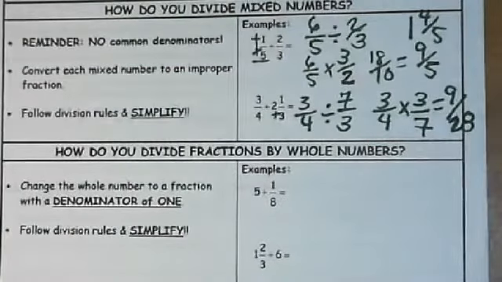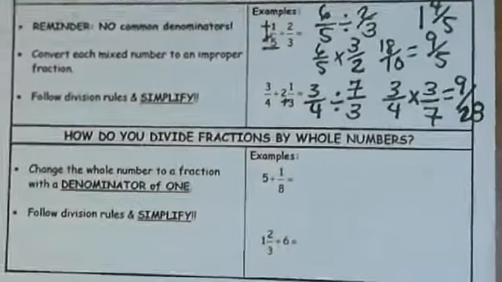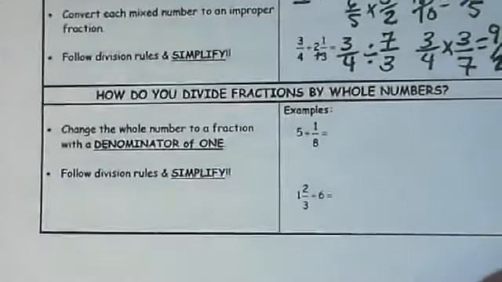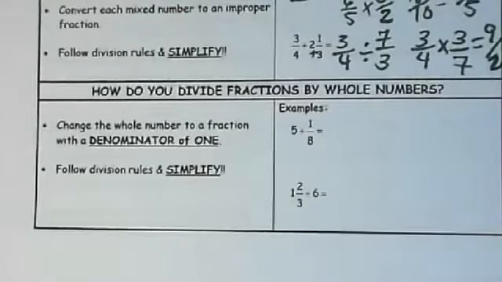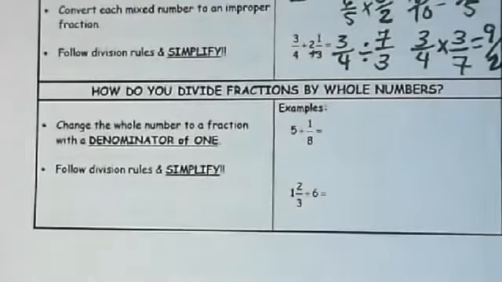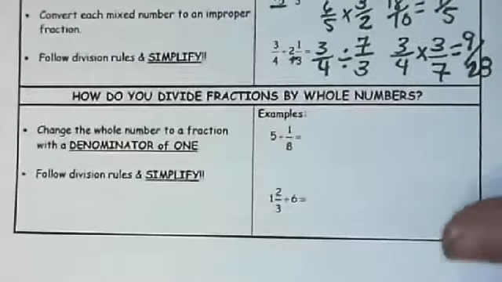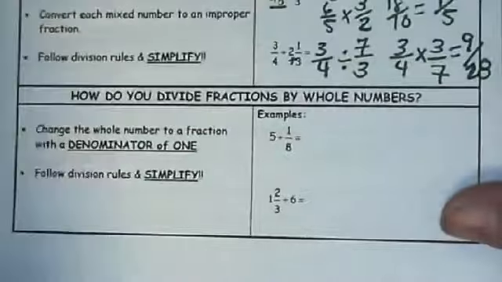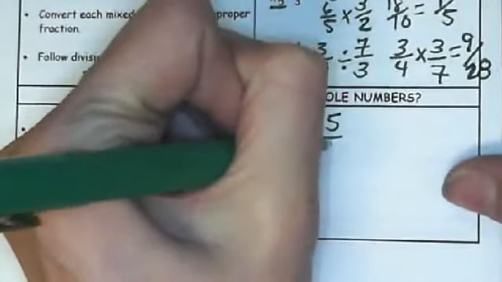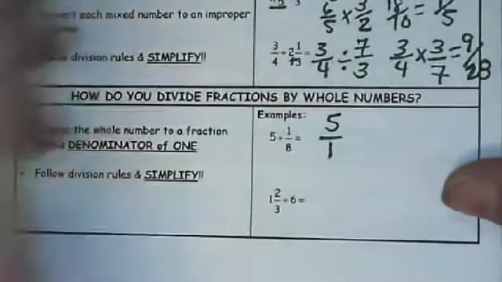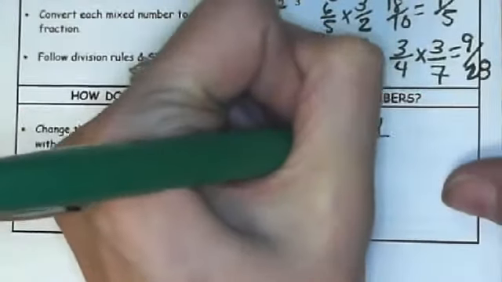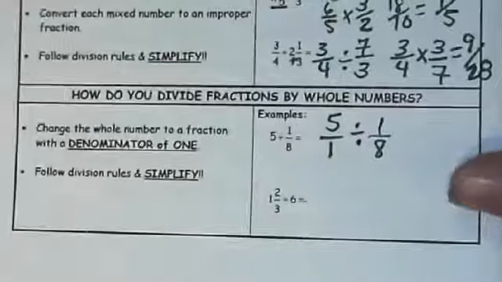Okay? Alright, what about dividing fractions by whole numbers? Change the whole number to a fraction with a denominator 1, just like I said in multiplying fractions. When you have a whole number, put the whole number over 1. So in this example, 5 divided by 1/8. So 5, put a 1 under it, divided by 1/8. Okay? Then follow your division rules.